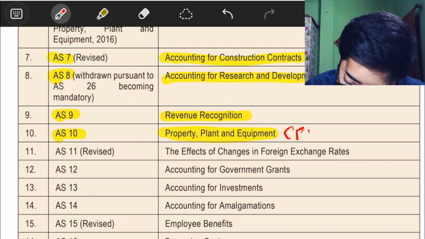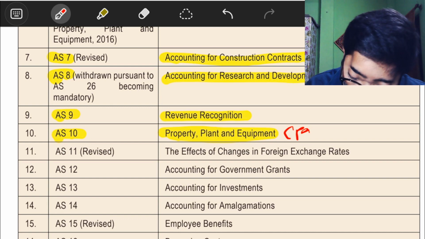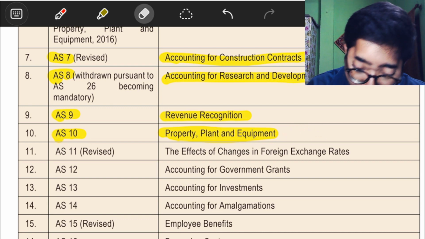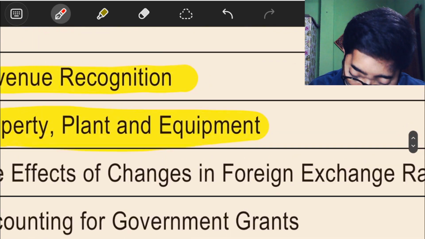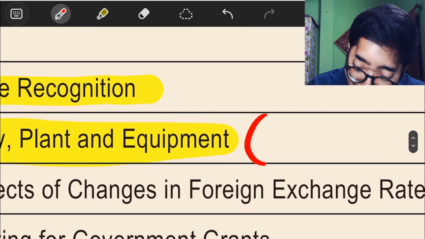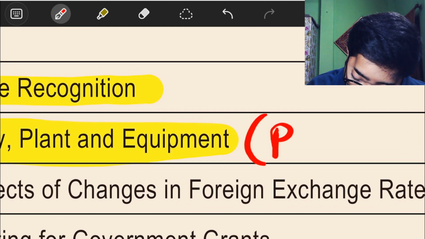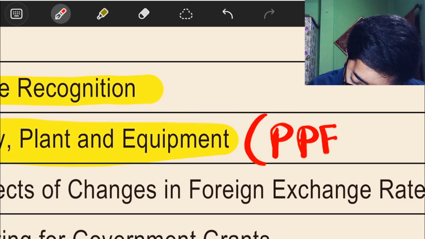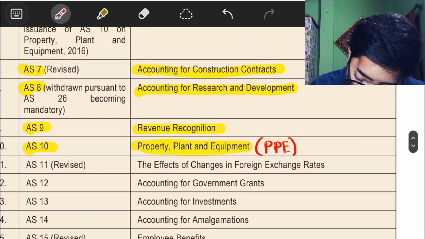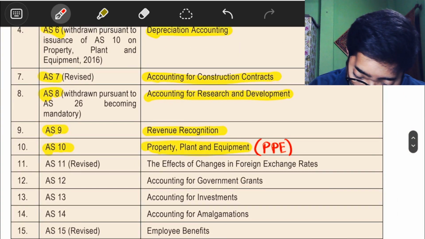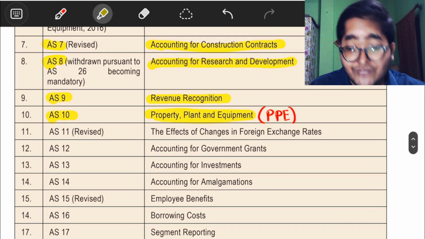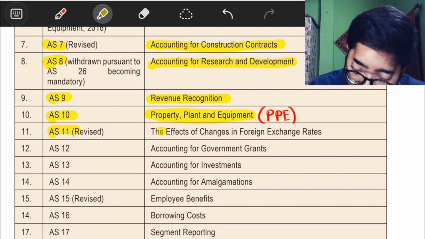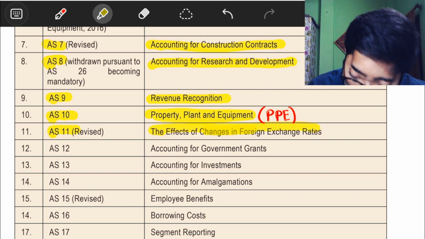PPE deals with the assets of an enterprise. The assets of an enterprise, that is property, plant and equipment. The fixed assets of an enterprise are looked upon under this AS10. AS11, the effects of changes in foreign exchange rates.